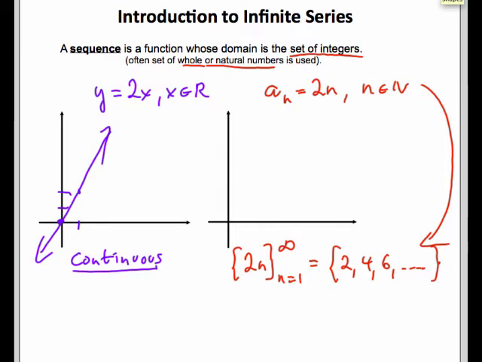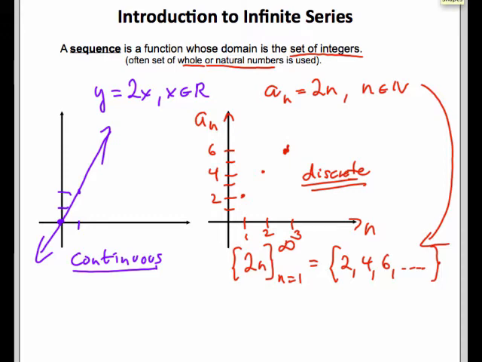So there's our sequence. And we can graph our sequence just like we can graph our function over the set of real numbers. Here we're going to plot the term number, and here the value of the term. And so term 1 is 2, term 2 is 4, term 3 is 6, etc. And the big difference you'll notice between the graph of these two is that the sequence graph is a set of points. It's discrete data, because we're only using as our domain, in this case, the set of natural numbers.